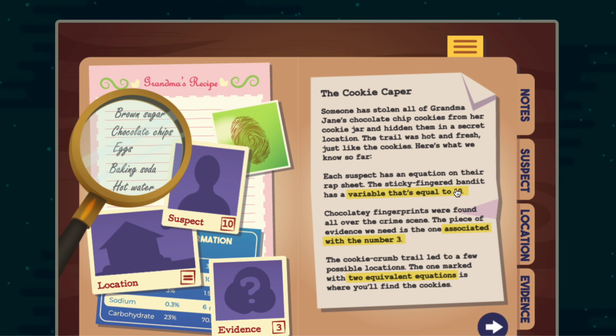The sticky-fingered bandit has a variable that equals 10. It's your first clue. Chocolatey fingertips were found all over the crime scene. The piece of evidence we need is the one associated with the number 3. And finally, the cookie crumb trail led to a few possible locations. The one marked with 2 equivalent equations is where you'll find the cookies. Alright, so let's see.